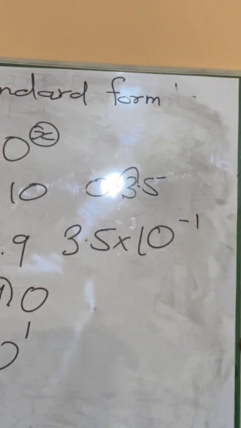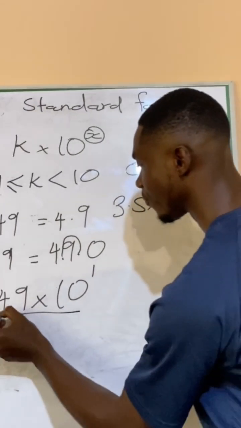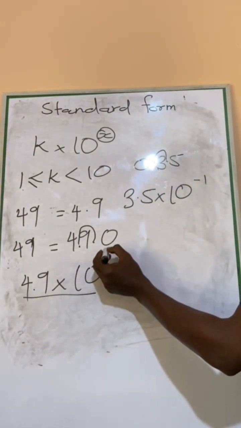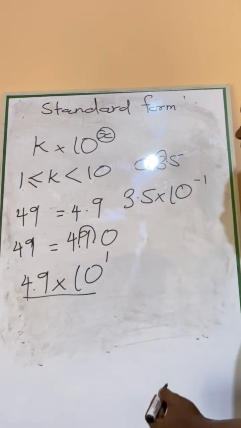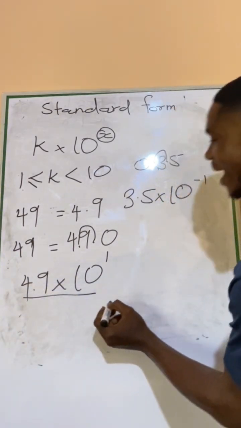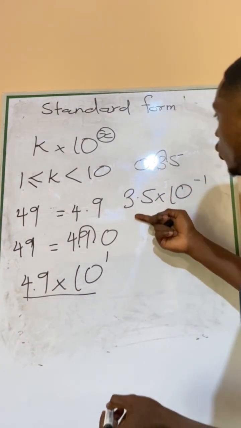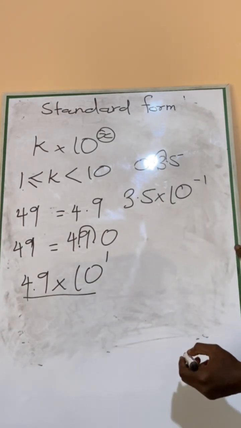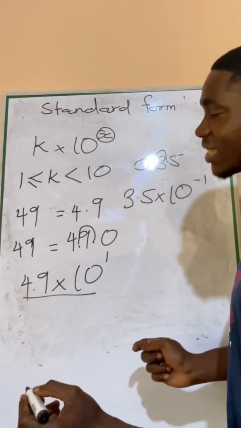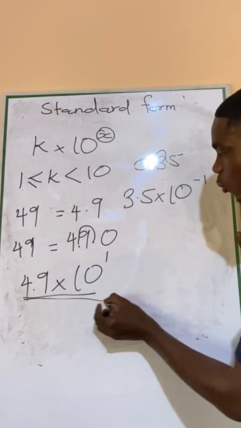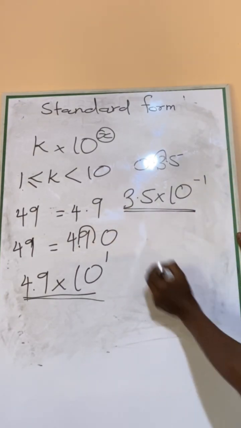So since we moved it here, we have negative 1. And then if you check these, 4.9 times 10 raised to the power 1 is the same as 4.9 times 10. It's going to give you 49 at the end of the day. And then this is going to give you 0.35 at the end of the day. So we have just represented them in standard form. So this is what we call the standard form.